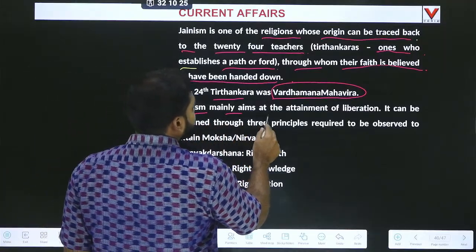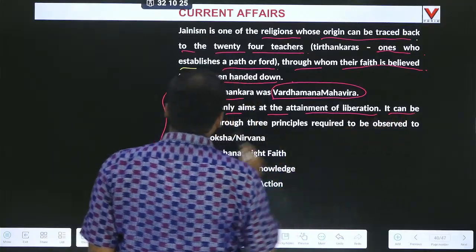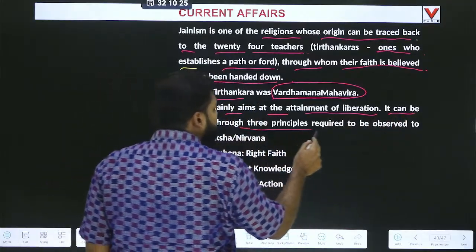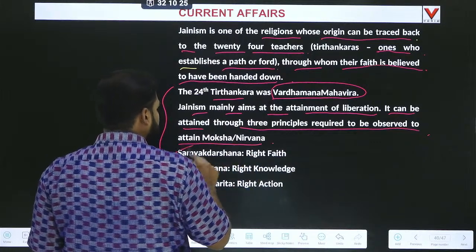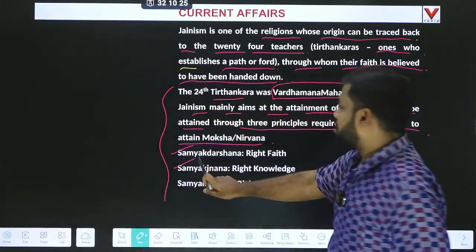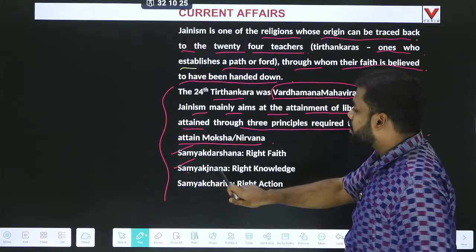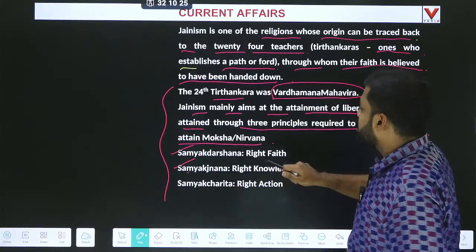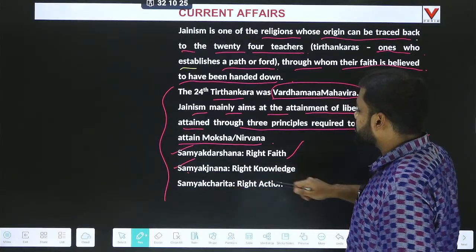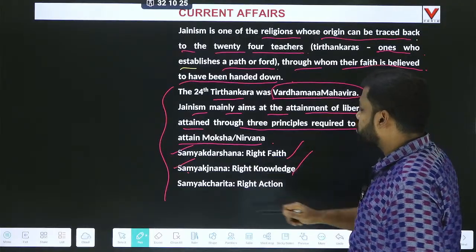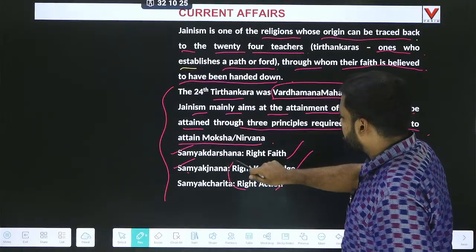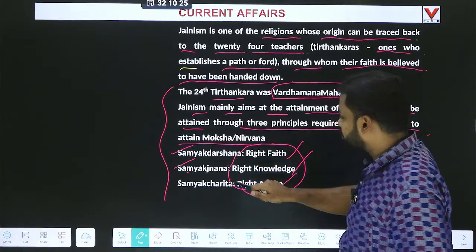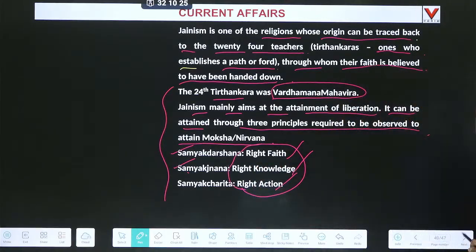Jainism mainly aims at the attainment of liberation. It can be attained through 3 principles required to observe to attain moksha or nibbana. These 3 principles are Samyak Darshan, Samyak Gyan, Samyak Charita. Samyak Darshan is right faith. Samyak Gyan is right knowledge. Samyak Charita is right action. These are the 3 paths of Jainism. These are the core of Jainism, right?